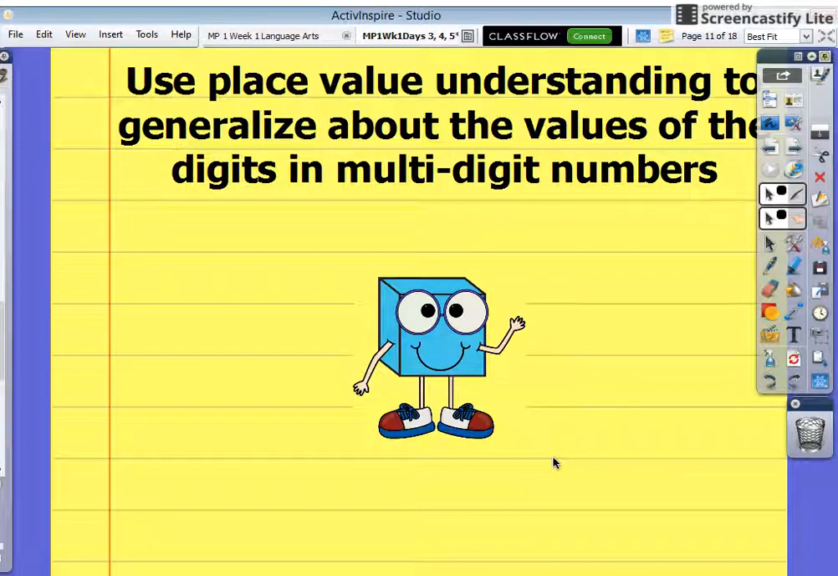Hi, boys and girls. Today we're going to use place value to understand and generalize about the values of digits in multi-digit numbers.